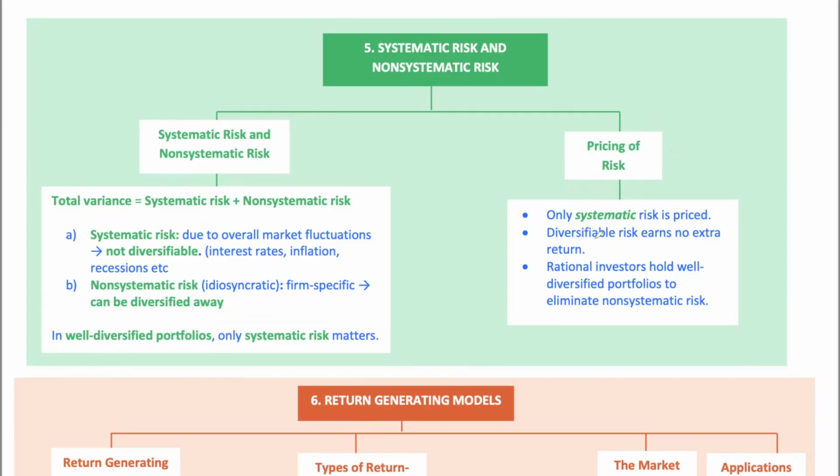Now, the key question becomes, which risk are you getting paid for? We just said that non-systematic risk, like company-specific stuff, can be diversified away. So the only type of risk that really deserves a return premium is systematic risk, the one that hits everyone.